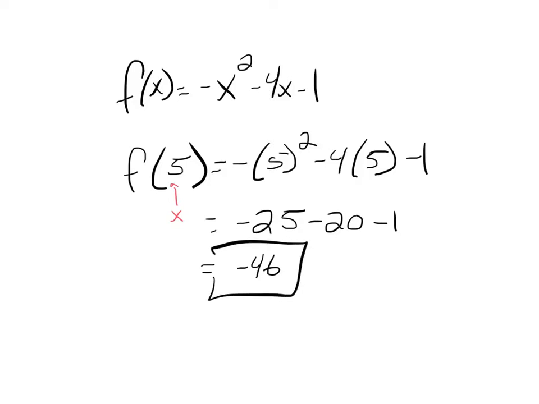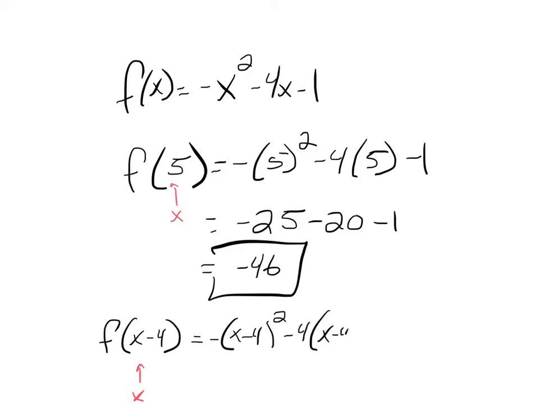Alright, so we're going to ask questions like that, but then there will be more complicated questions just like f of x minus 4. This is asking the same thing as that previous question. They want you to replace that x with x minus 4, though I would agree this is a bit more awkward. But this is what it would look like. I have negative, and then instead of x, I have this x minus 4 squared, minus 4 times x minus 4, and then minus 1 right here.